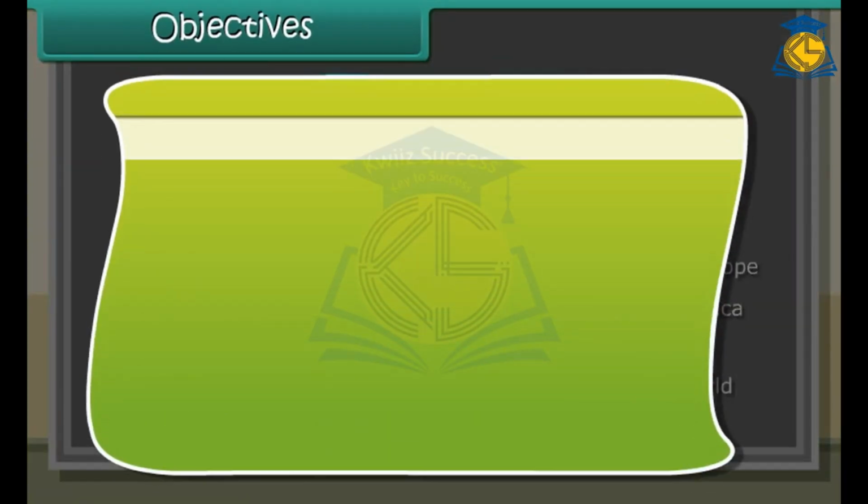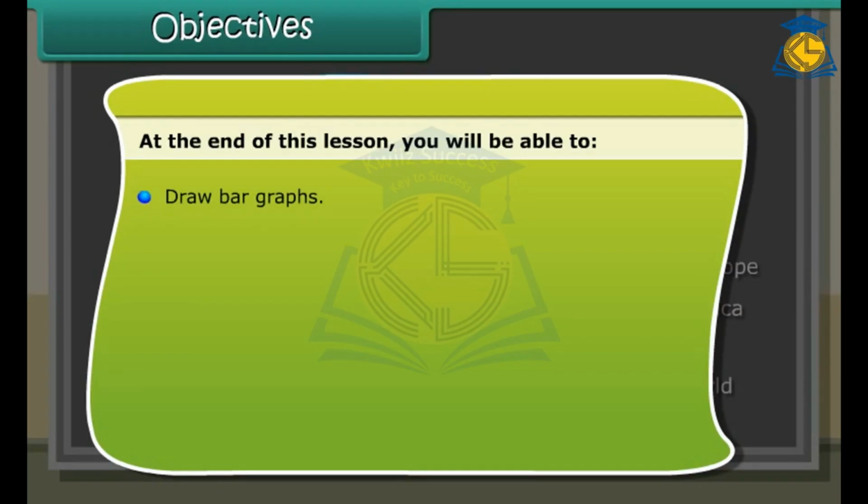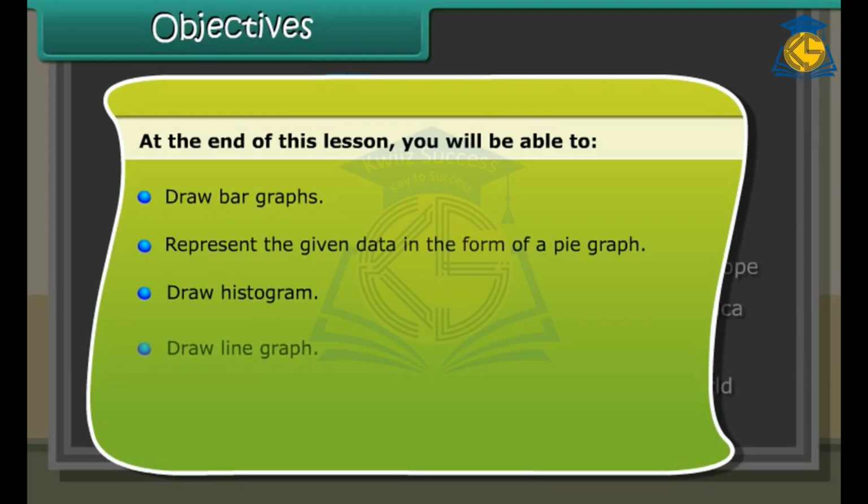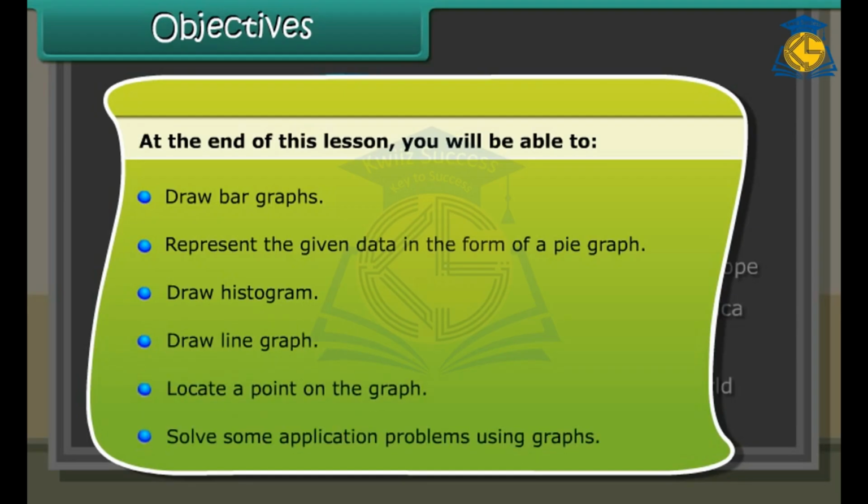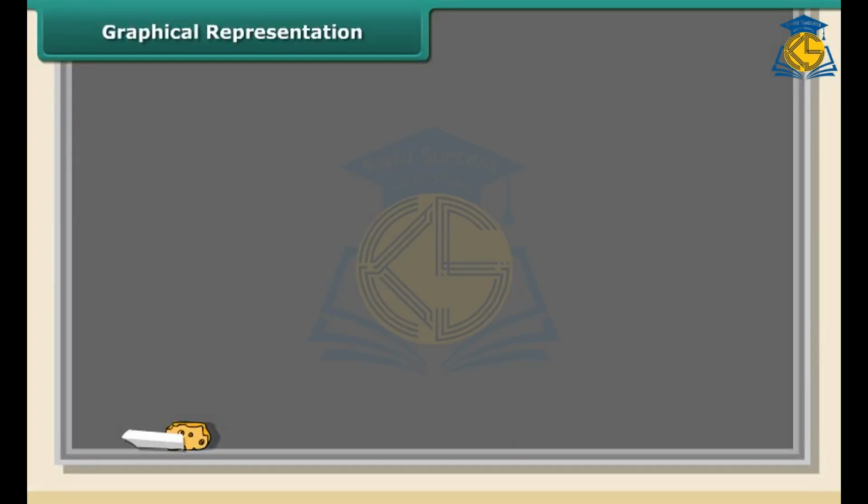Objectives. At the end of this lesson, you'll be able to draw bar graphs, represent the given data in the form of a pie graph, draw histogram, draw line graph, locate a point on the graph, solve some application problems using graphs. Graphical representation. Bar graph.